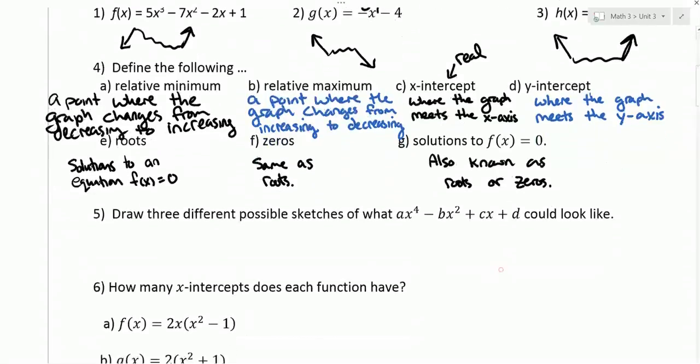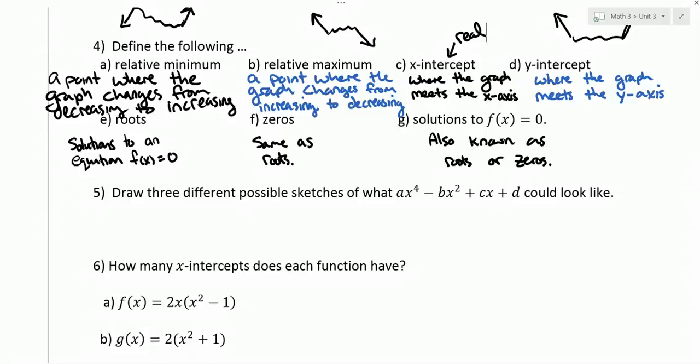Number 5, we're drawing 3 different possible sketches of this 4th degree polynomial. We're going to assume that a is not 0, because if a was 0, then it would no longer be a 4th degree polynomial. And so first of all, the highest degree is 4, it's even, so both ends, left and right end, are going to point in the same direction.